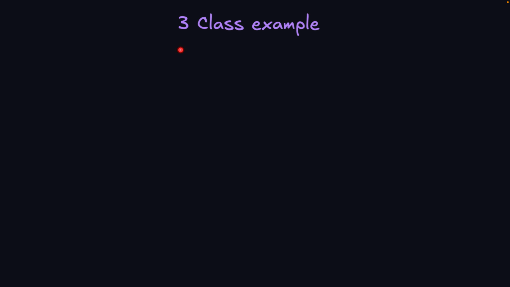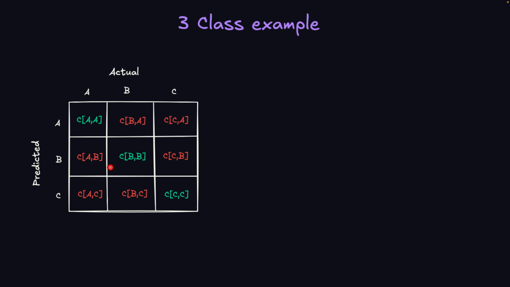Now let's move on to 3 class example. Whenever we have 3 or more classes, then this is the standard way to represent that in the confusion matrix. So we'll have predicted values on one of the axes, in this case we have them in the y-axis. And the actual value on the other axis, in this case we have them in the x-axis. Then we will specify the values like this.